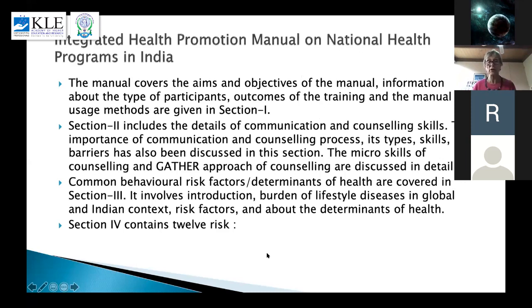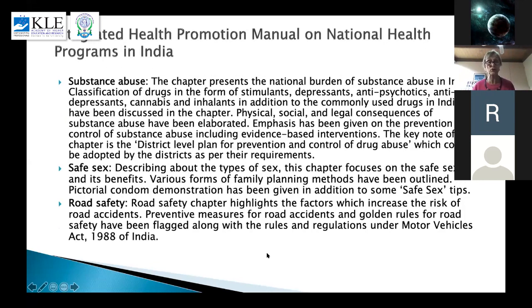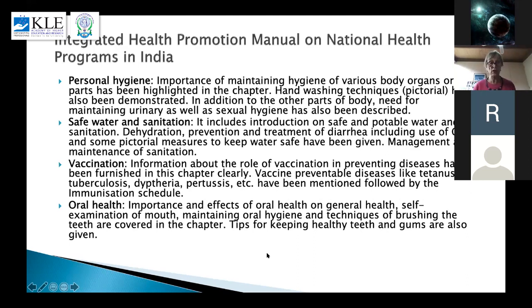And it has a number of different sections. It has why it's there. It talks about communicating and counselling, because that's a very big area of trying to get behavioural change. It looks at the behavioural risk factors and the determinants of health, and it looks at the 12 risks. And they're the same ones that we've been looking at: healthy diet, physical activity, alcohol use, tobacco use, substance abuse, safe sex, road safety, personal hygiene, safe water and sanitation, vaccinations, and oral health.